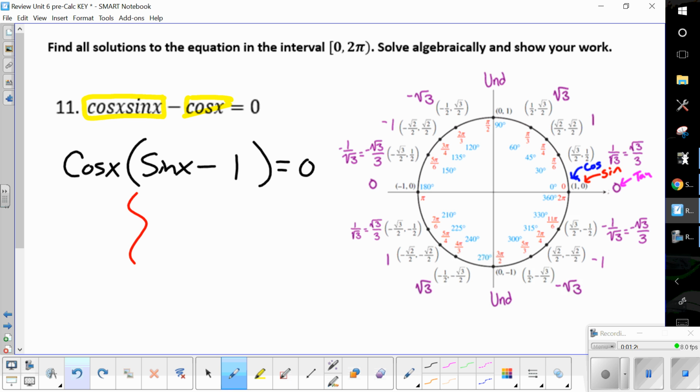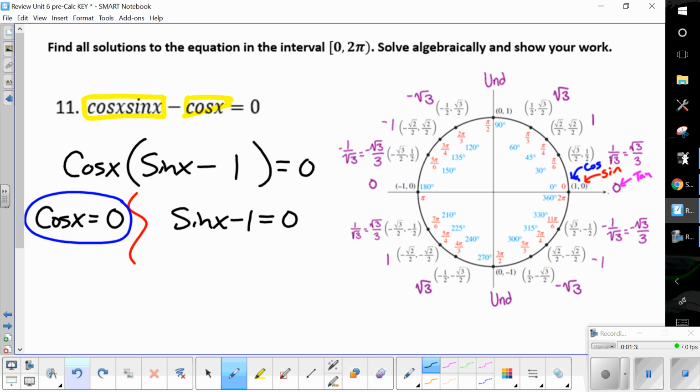On the left side, I say, when does cosine of x equal 0? Because it's on the outside. Nothing more I can do to this problem. And on the right side, when does sine of x minus 1 equal 0? And this is obviously a one-step equation. When does sine of x equal positive 1?